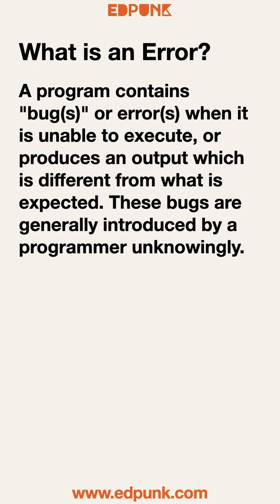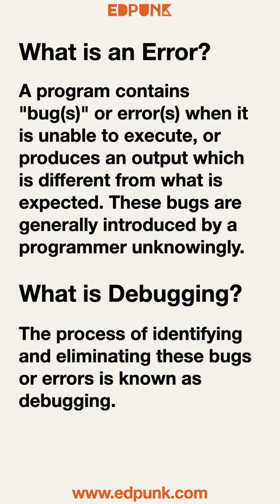A program contains bugs or errors when it is unable to execute or produces an output which is different from what is expected. These bugs are generally introduced by a programmer unknowingly. Whenever you come across the term error, there is another term which closely follows it. It is debugging. Debugging is the process of identifying and eliminating the bugs or errors in a program.